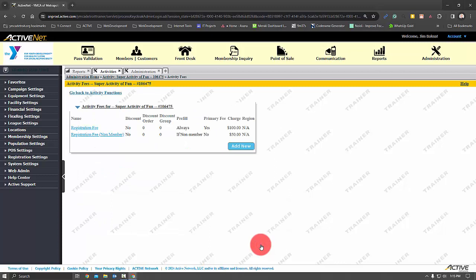So as of right now, if a member registers for this program, they're going to be charged $100. If a non-member registers for this program, they're going to be charged $150.